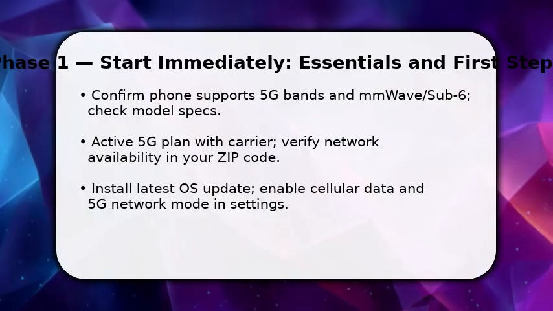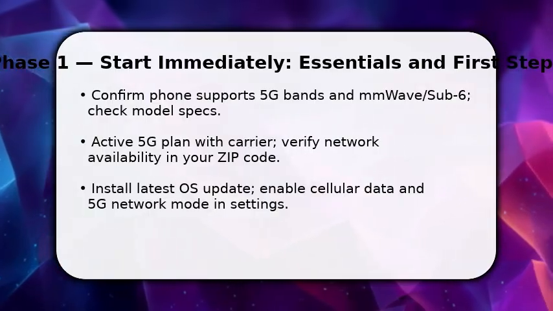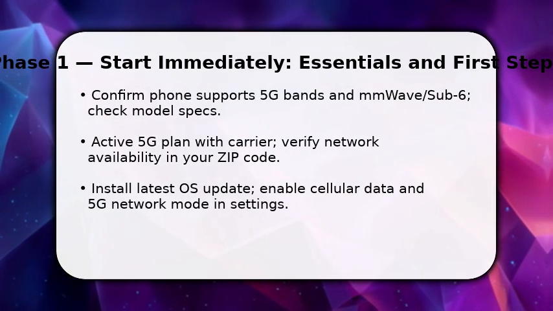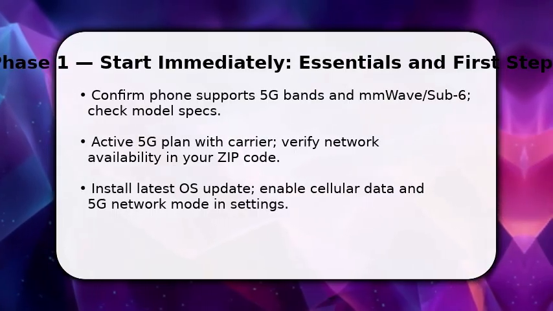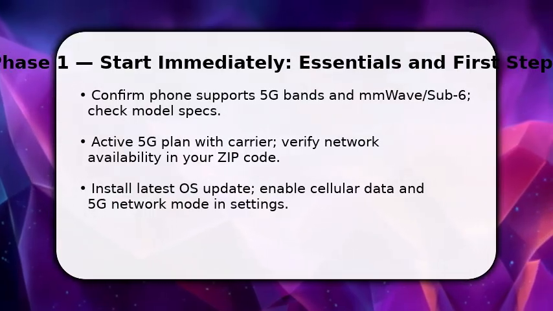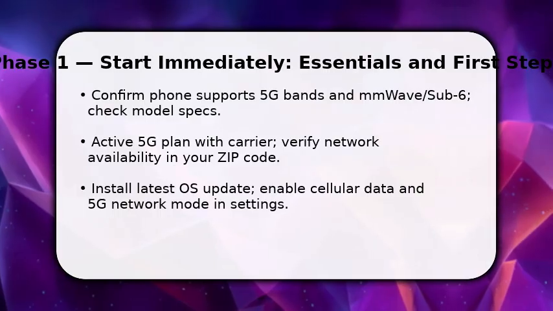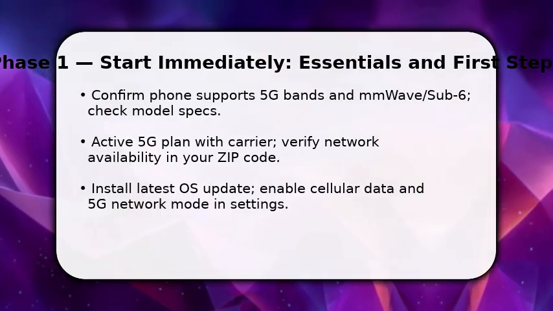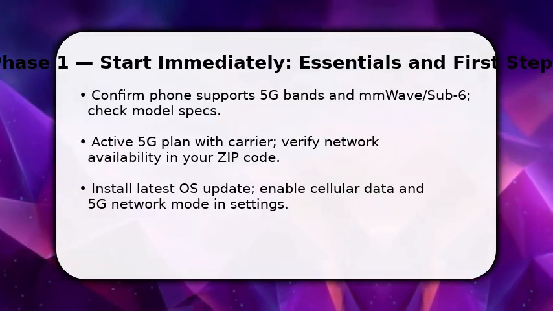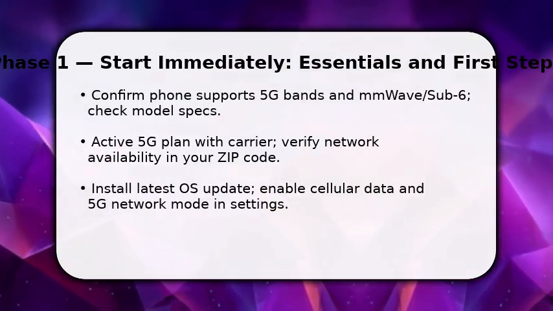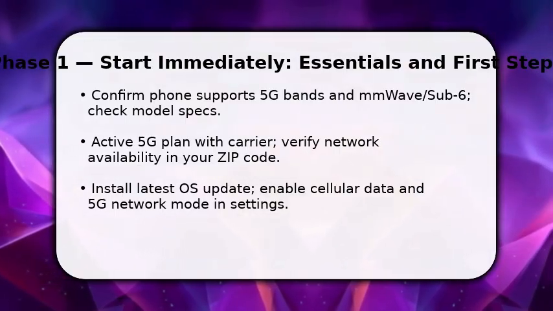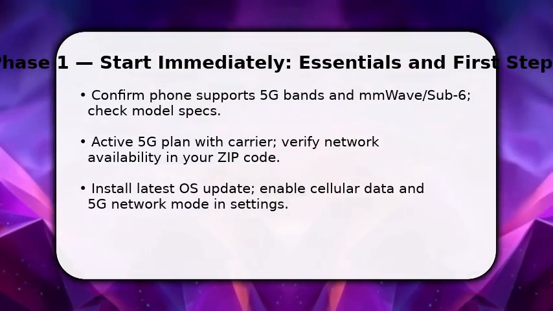You start by confirming your device and plan are ready. Check that your phone model supports the 5G bands used by your carrier, because hardware limits determine coverage. Next, make sure you have an active 5G compatible plan and that your ZIP code shows carrier 5G service. This avoids wasted troubleshooting. Once done, install the latest OS update, then open cellular settings and switch network mode to 5G or 5G Auto. This enables the radio and begins network registration immediately.